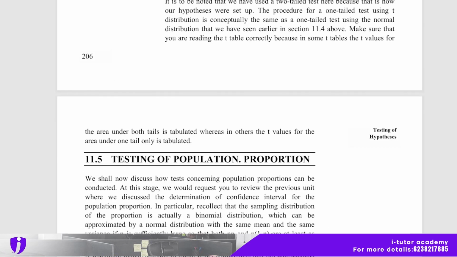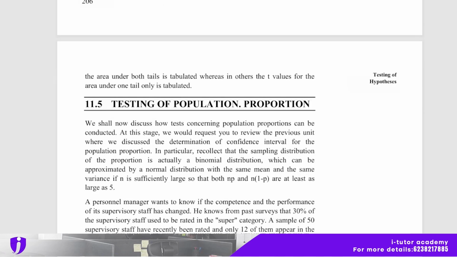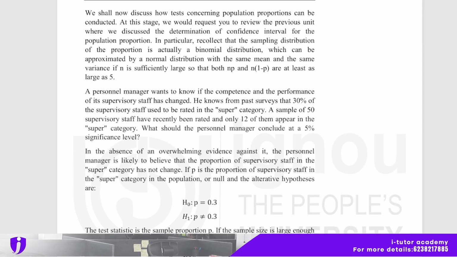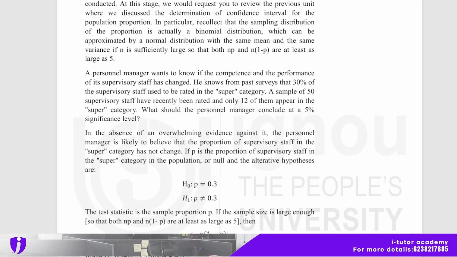Okay, and testing of population proportion. We shall now discuss how tests concerning population proportion can be conducted. At this stage, we would request you to review the previous unit where we discussed the determination of the confidence interval for the population proportion. In particular, recollect that the sampling distribution of the proportion is actually a binomial distribution which can be approximated by a normal distribution with the same mean and the same variance if n is sufficiently large so that both np and n(1-p) are at least as large as 5.